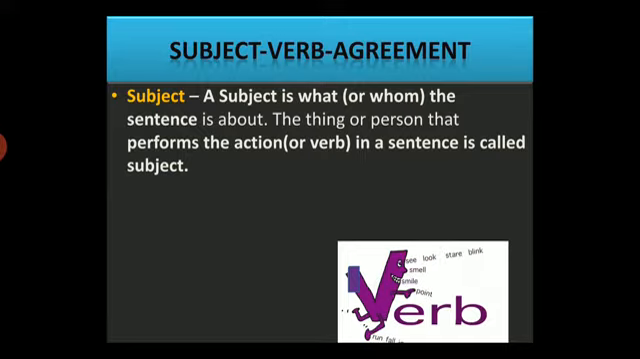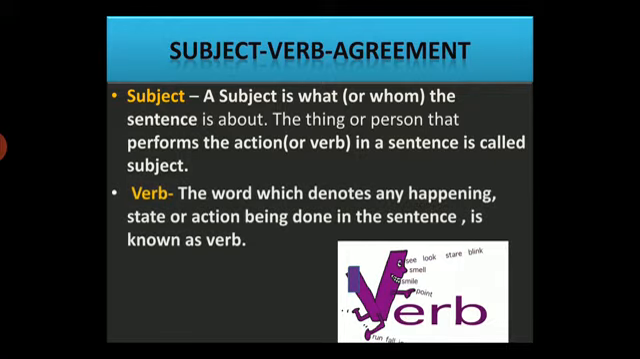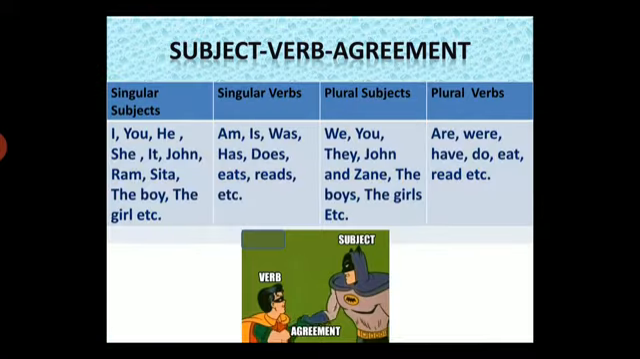The thing or person that performs the action or verb in a sentence is called the subject. The word which denotes any happening, state or action being done in the sentence is known as the verb. Like, I teach you English. Here, I is the subject and the word teach is the verb. So, let's know about singular subjects and singular verbs, and also about plural subjects and plural verbs.